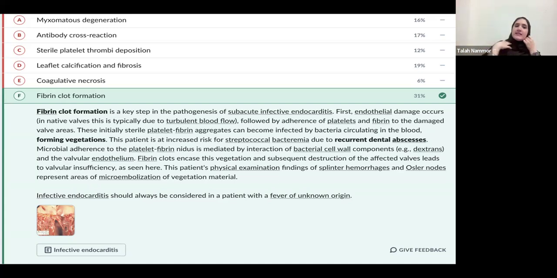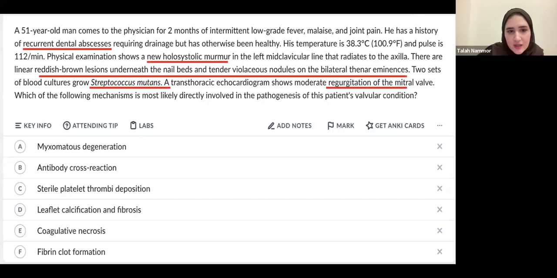I don't get why not D. Because they're asking, okay, leaflet calcification and fibrosis is going to happen at the end. Then they're asking what is directly involved in the pathogenesis, something very specific for Streptococcus viridans. You get me? Because in any infective endocarditis with vegetations and everything, we're going to have leaflet calcification and fibrosis in almost all of them, right? But yeah, sure, I'm going to give a prayer break after we finish this question, okay?